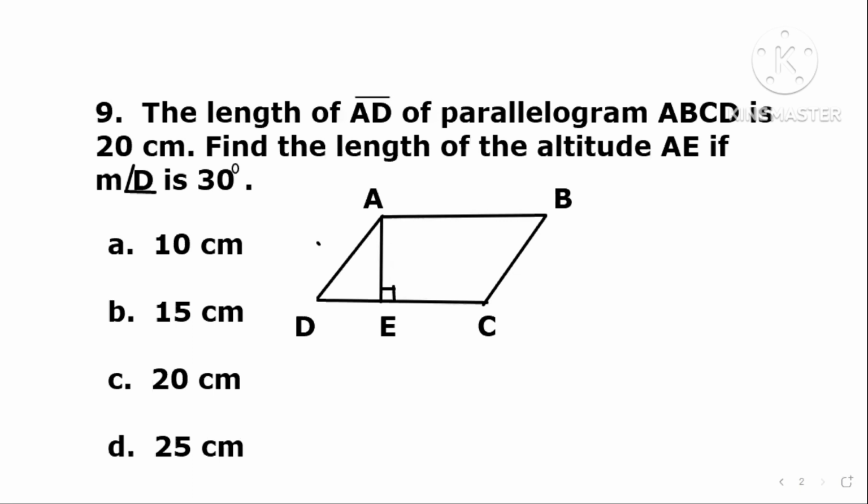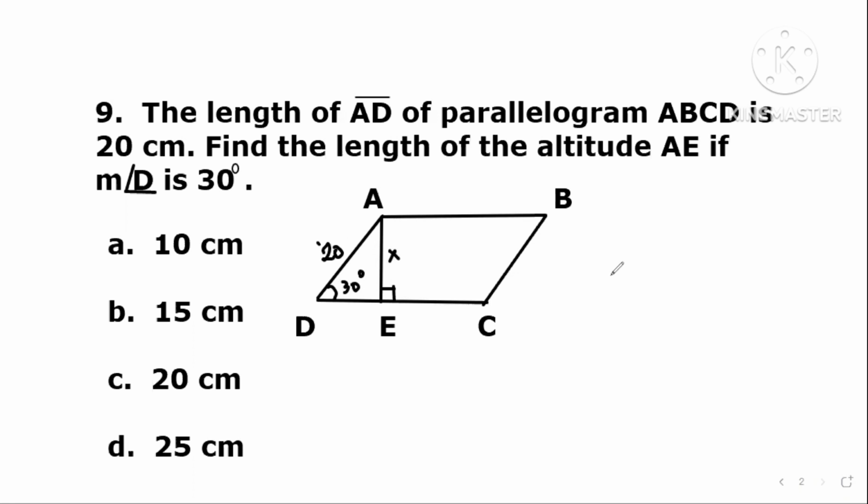Okay, problem number 9. The length of AD of parallelogram ABCD is 20 centimeters. Find the length of the altitude AE if the measure of angle D is 30 degrees. When it's like this, you put the dimensions in the figure so you have a guide. So it is given that AD is equal to 20 centimeters and the measure of angle D is 30 degrees. Now, the question is, what is the length of the altitude? This is the altitude, so we denote that by x.